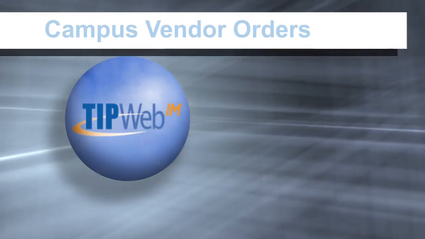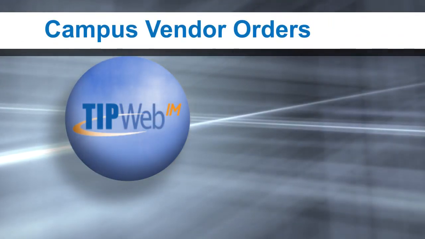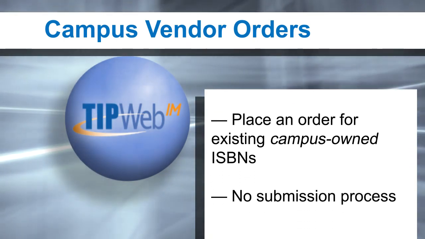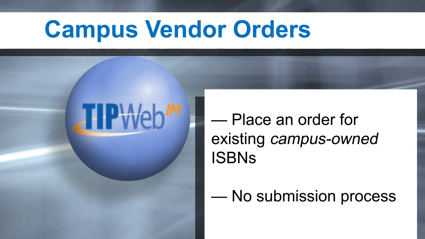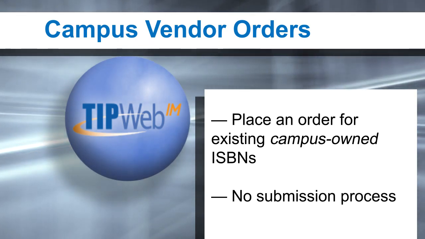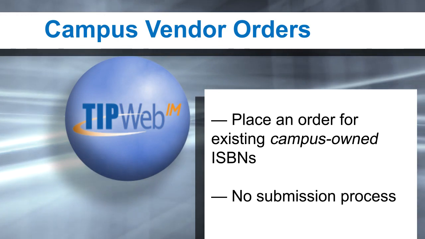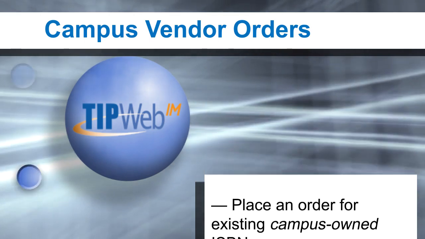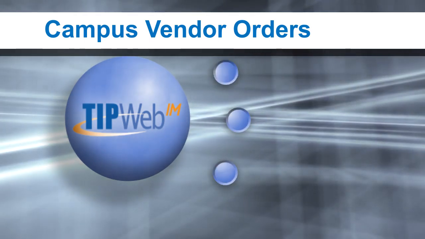Welcome to the step-by-step instructions for placing a campus vendor order in TIPWeb-IM. Campus vendor orders allow you to place an order for existing campus-owned ISBNs that are not being tracked at the district level. There is no submission process for campus vendor orders because the district office does not track campus-owned materials. You have full control over vendor orders at every stage of the process.